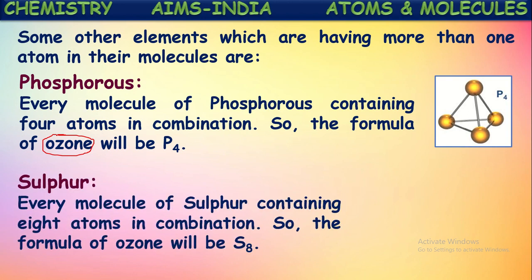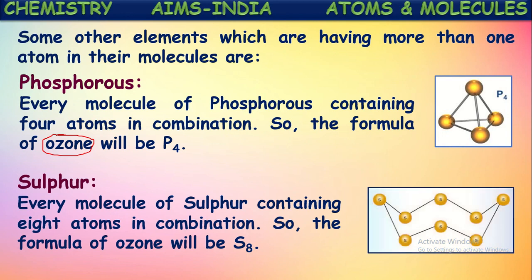Now in the same way, one more element, sulfur. Every molecule of sulfur contains 8 atoms of sulfur in combination. So the molecular formula of sulfur will be S8, because in each molecule of sulfur there are 8 sulfur atoms in combination. Here the symbol of the element is written first, and beside that at the right side subscript position 8 is mentioned. That represents that 8 atoms of sulfur are in one molecule of sulfur.